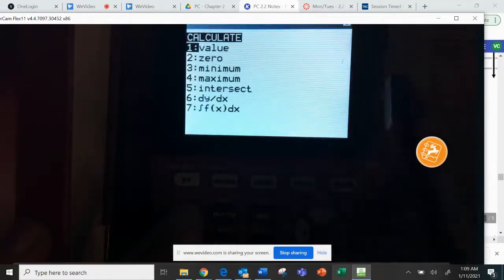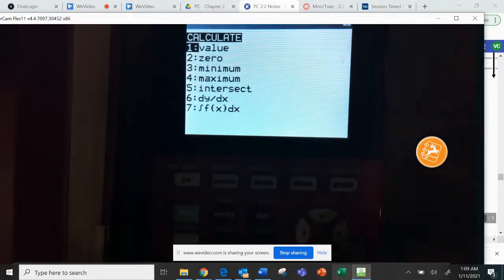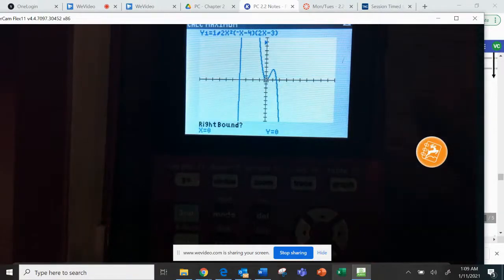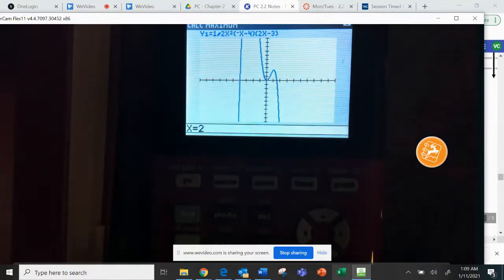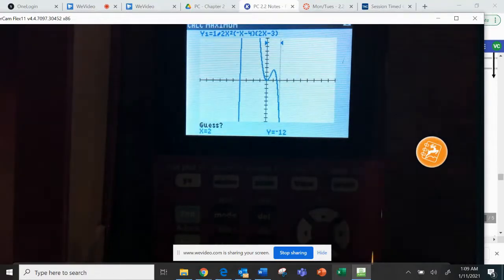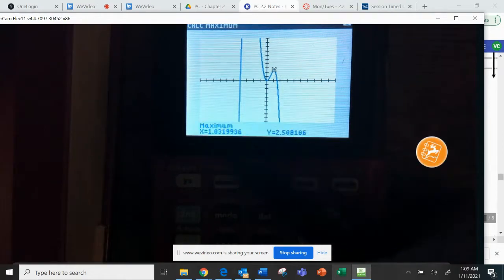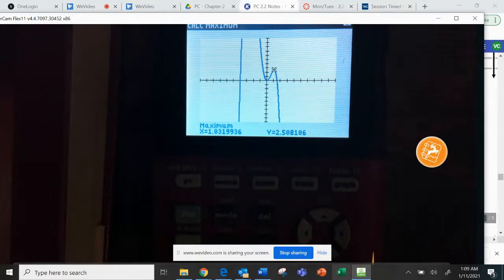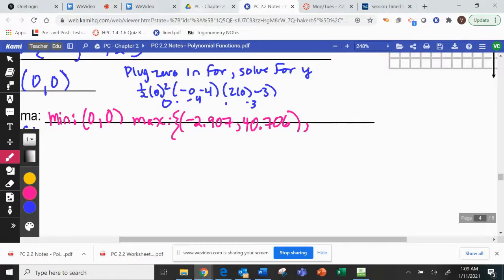Second trace, maximum 4. And so my left bound, I'm going to guess 0, enter. And for my right bound, I'm going to guess 2, enter. And then I'm going to look in between there and see it kind of looks like it's at 1. But it tells me it's not exactly at 1. It tells me it's at 1.032. So I'm going to write that down on my answer. 1.032, comma, 2.508.